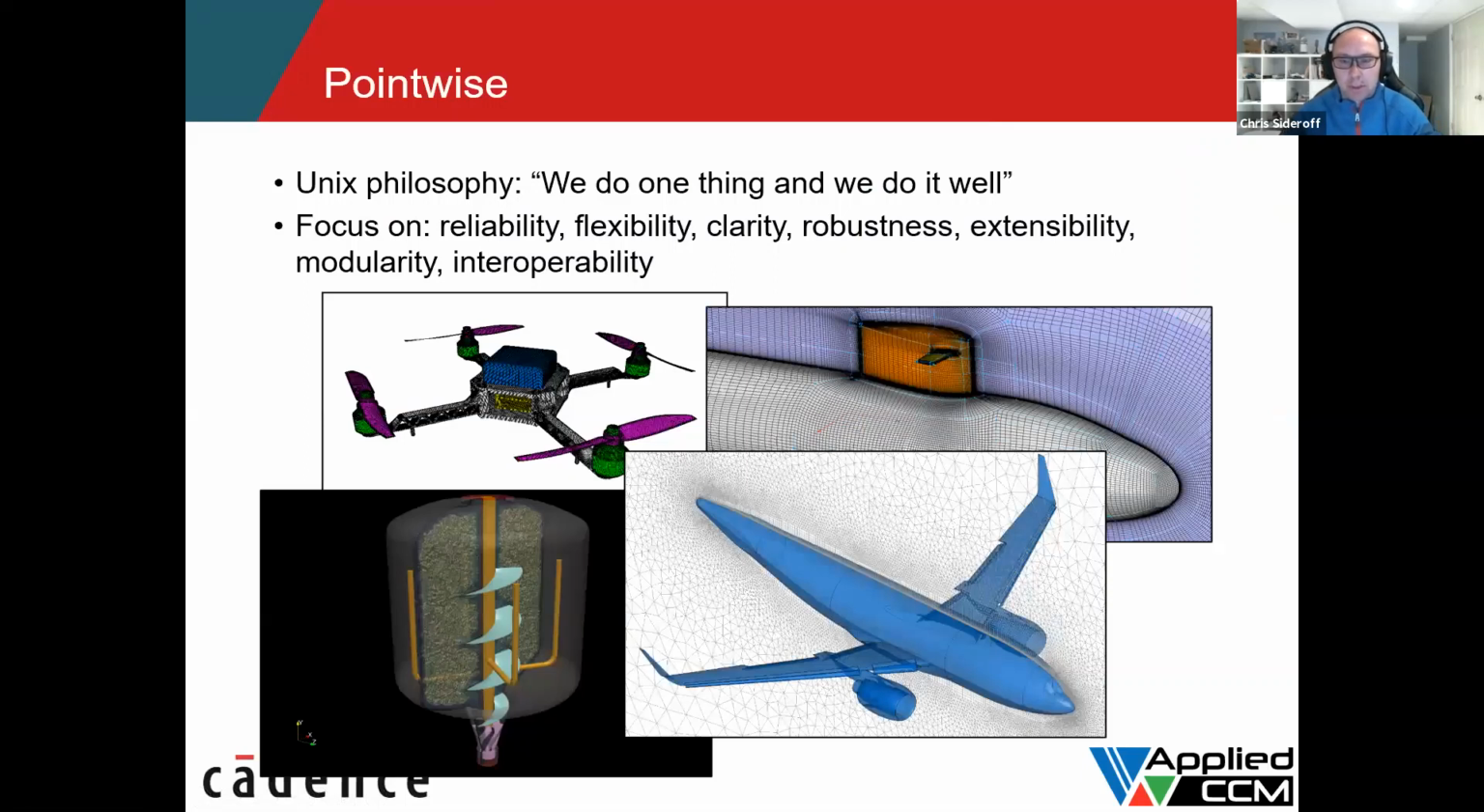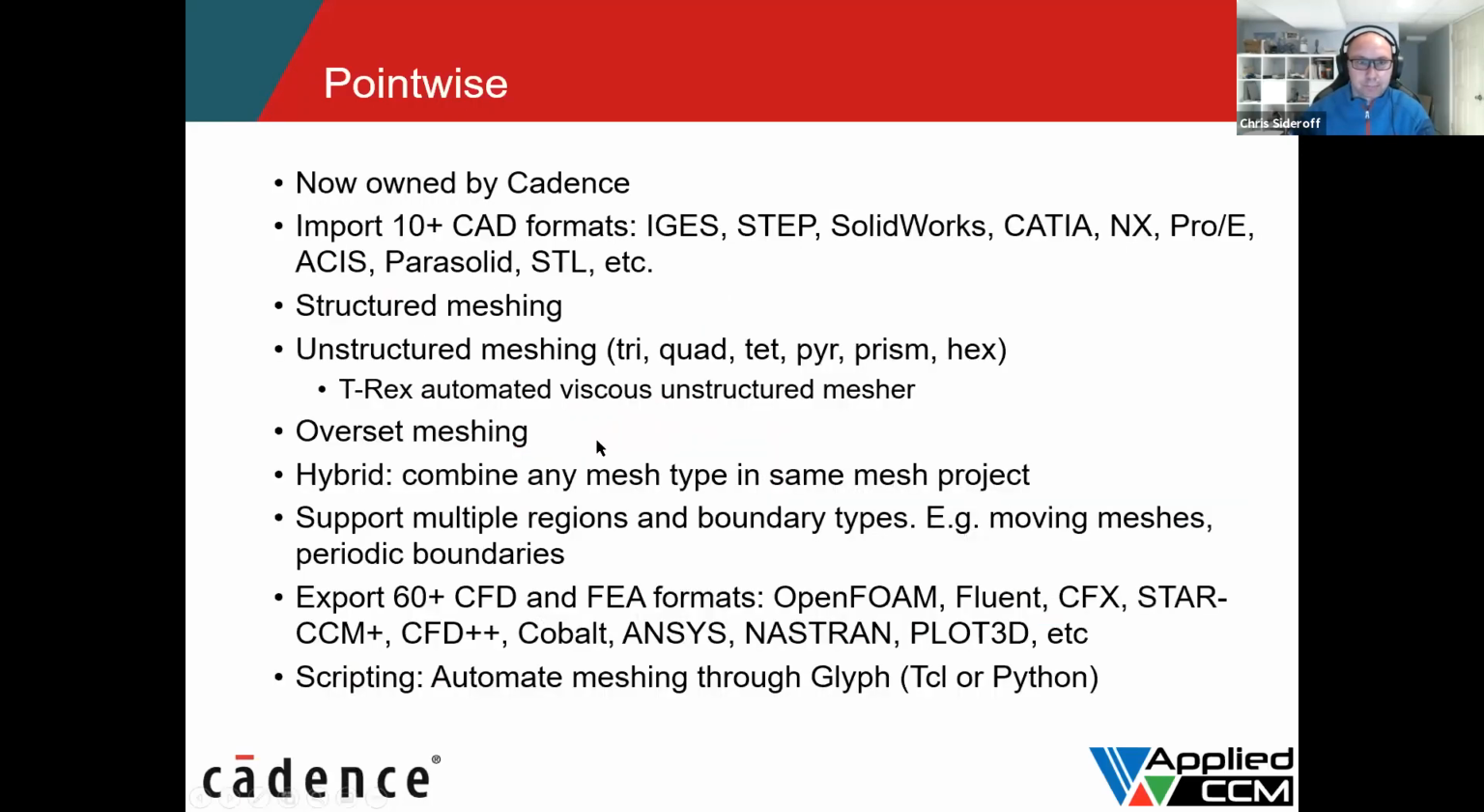Pointwise is a pre-processing and meshing tool predominantly used in the CFD world. The one thing I really like about it is that it adheres to the Unix philosophy, where we do one thing and we do it really well. That's really all their focus has been. They don't have a solver, they don't have any post-processing capability. It's really about meshing, mostly for safety analysis. It can be used for other applications as well. I just got some nice images of meshes I've made over the last few years.